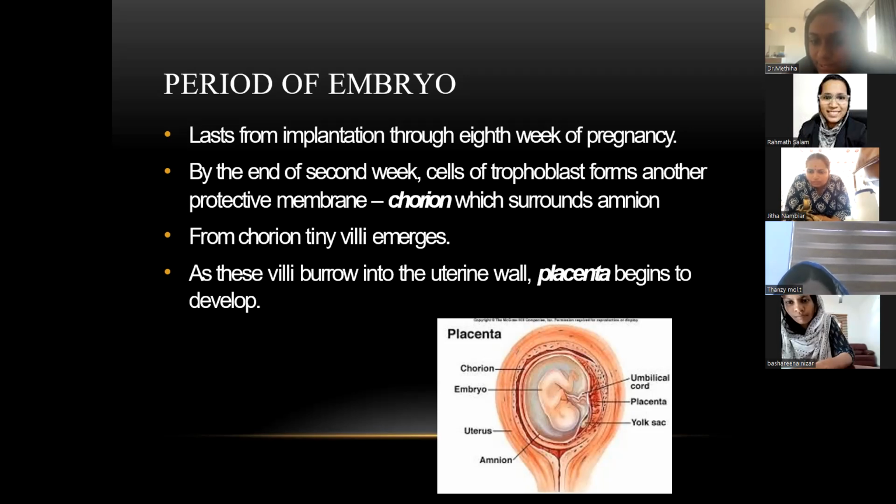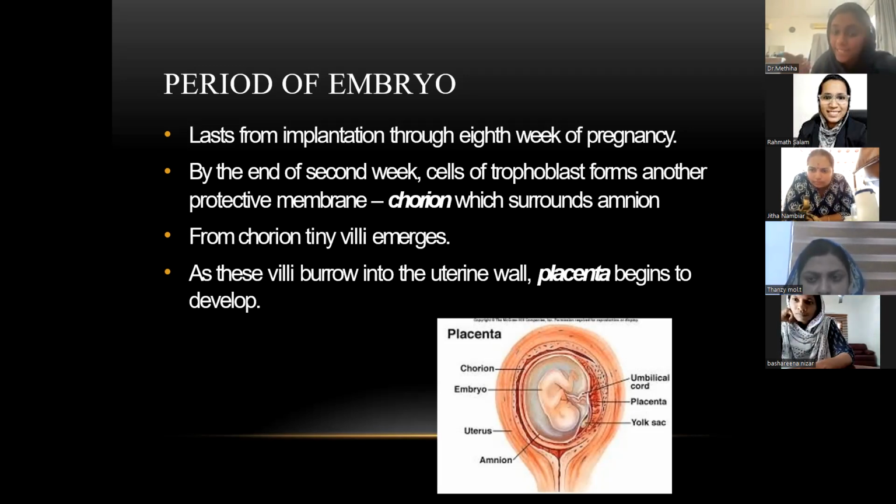And the other structures are just coming. From this chorion, the outermost part, there are finger-like structures. This is known as villi. And these villi emerge and get connected with the uterine wall.